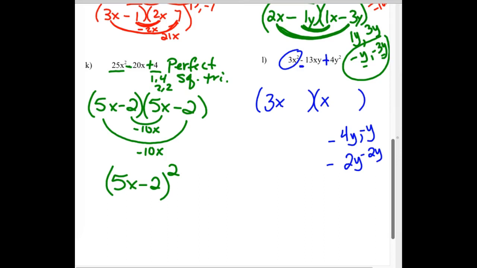All right, and I'm trying to get a 13, so knowing that what I put in this position is going to get multiplied by that 3, I'm going to put the 4 there because that will make a 12 for me, or a negative 12. And then when I put the negative 1y there, I get the other piece that makes my negative 13.